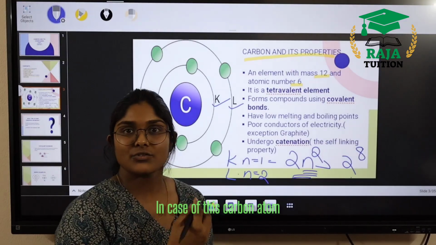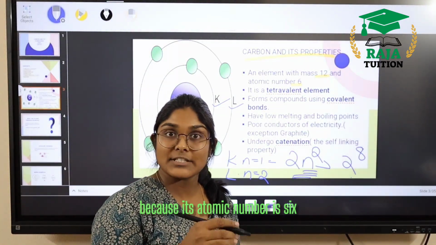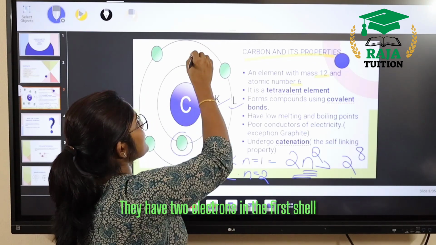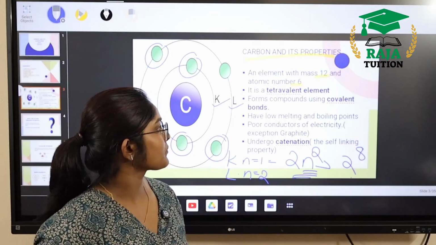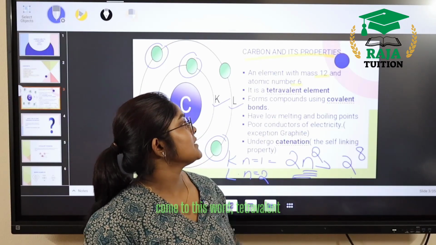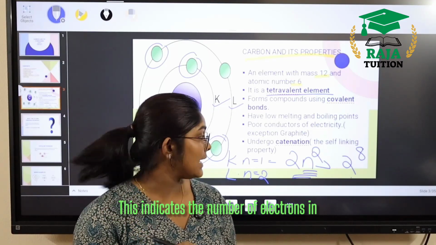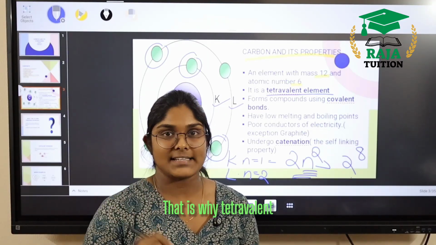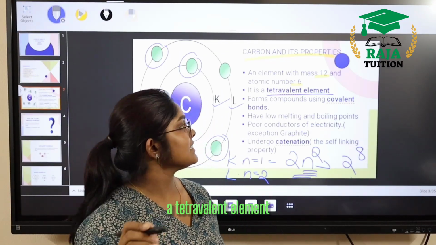Okay. In case of this carbon atom, we have 6 electrons in total because its atomic number is 6, and the distribution is like this. They have 2 electrons in the first shell and 4 electrons in the second shell. Okay. Now, come to this word, tetravalent. This indicates the number of electrons in its outermost shell. That is called tetravalent. Okay, that makes carbon a tetravalent element.